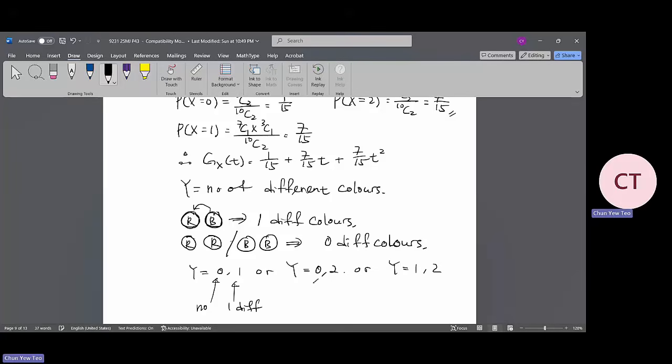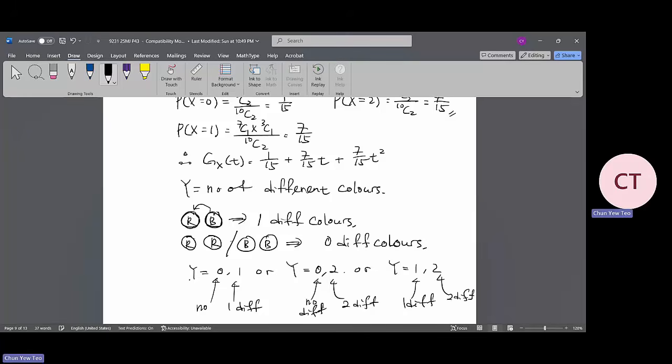This one is no different color and two different color. This one can be considered as one different color. This one is two different color.